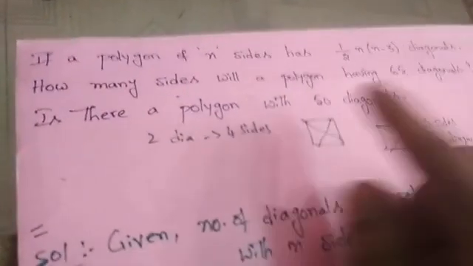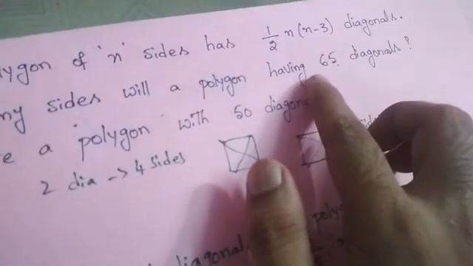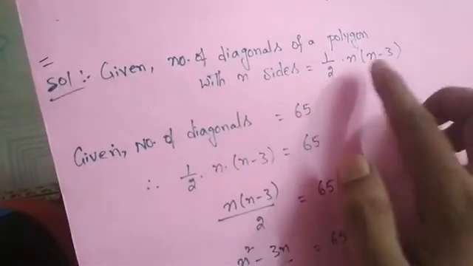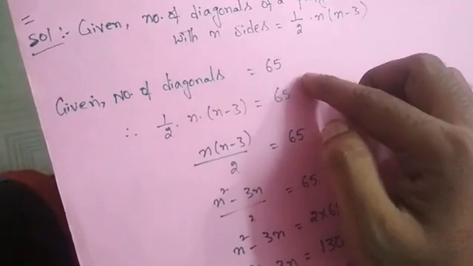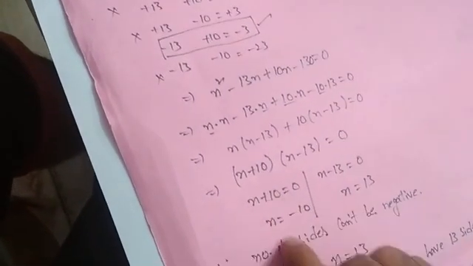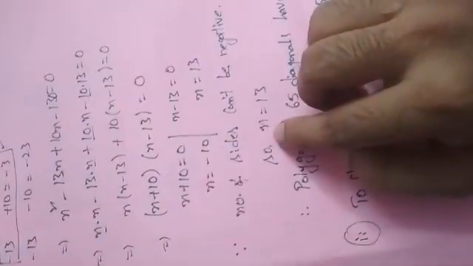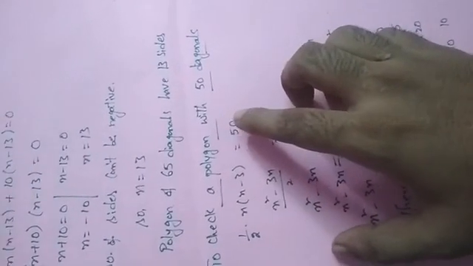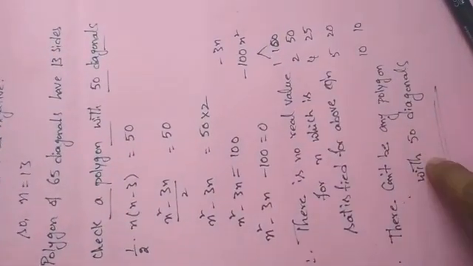So that's it. We'll see one more time here. There is a problem: a polygon of n sides has 1/2 × n(n − 3) diagonals, and we have to find the number of sides with 65 diagonals. We took the number of diagonals as 1/2 × n(n − 3), solved that equation and found n as −10 and 13, so n is equal to 13. Therefore the polygon with 65 diagonals has 13 sides. Then to check a polygon with 50 diagonals, we again found that we cannot get a value for n.